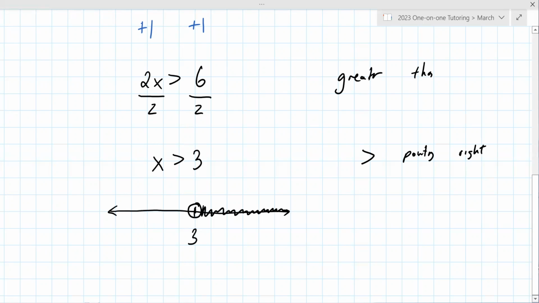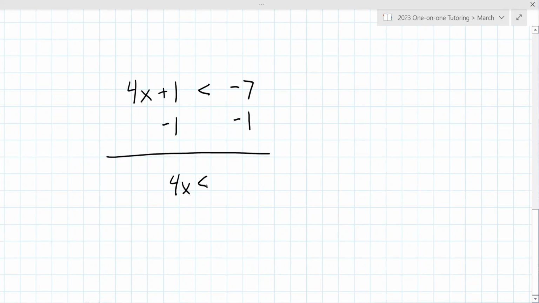All right, let's try another one here for you. Let's add in some negatives. Let's go 4x plus 1 less than -7. So the first step here is to subtract 1 from both sides. Can you tell me what the right side becomes? -8. -8, yes.